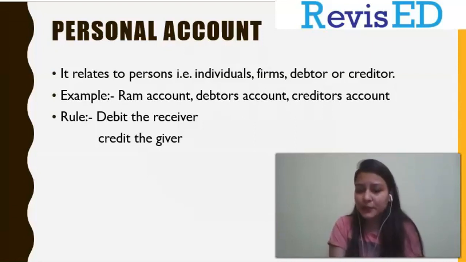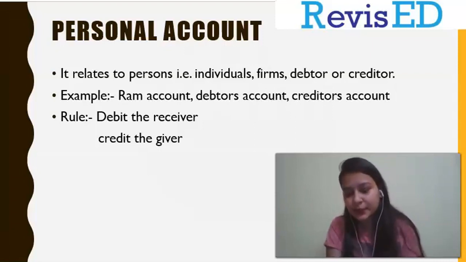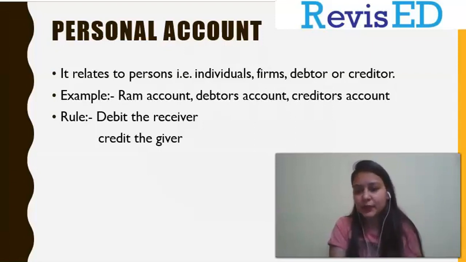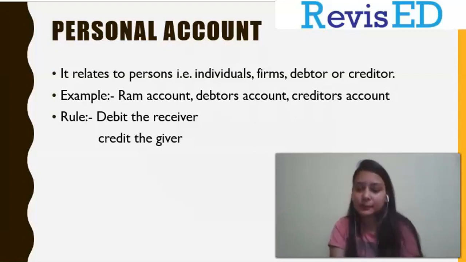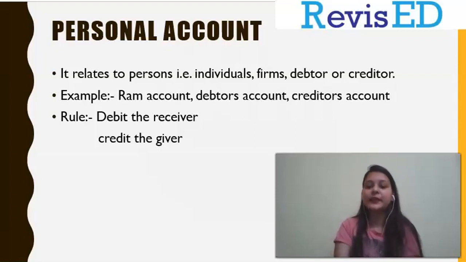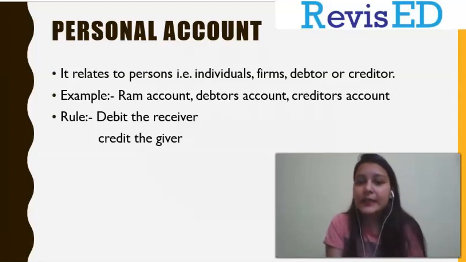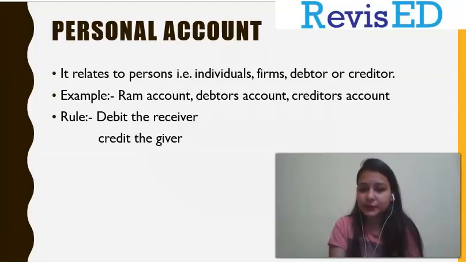So we have two types of persons here. One is a natural person and the second is an artificial person. A natural person can breathe, can talk like us. An artificial person is like a company, which represents itself as a person, but obviously it cannot breathe, cannot walk, etc. So personal account deals with persons. The rule that works here is: debit the receiver, credit the giver.